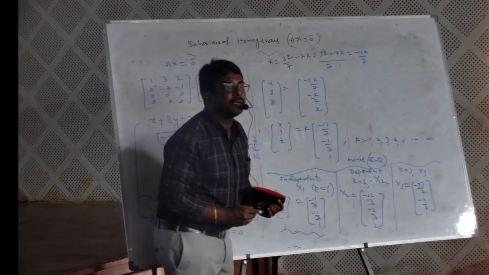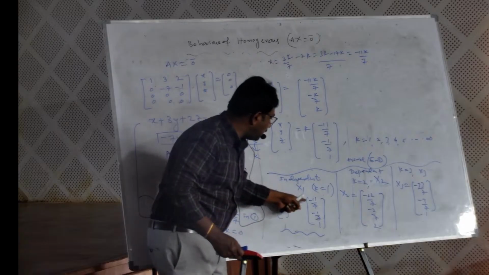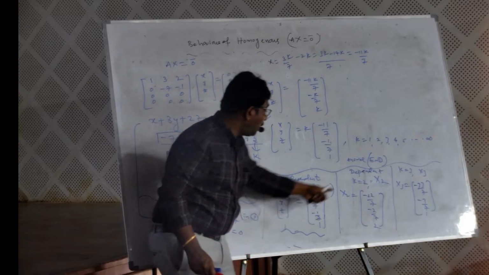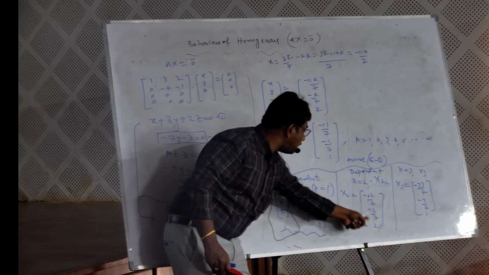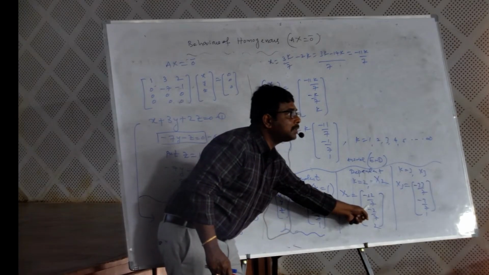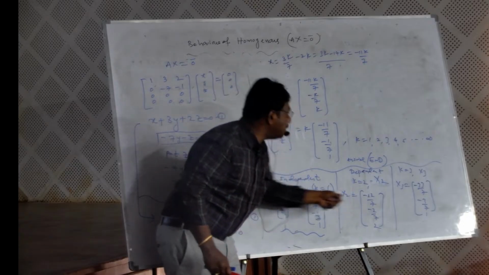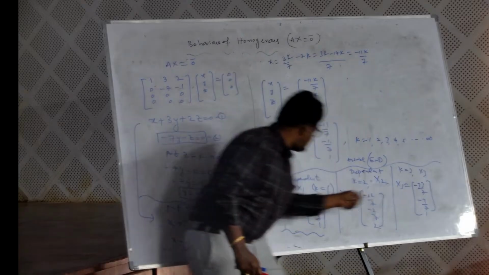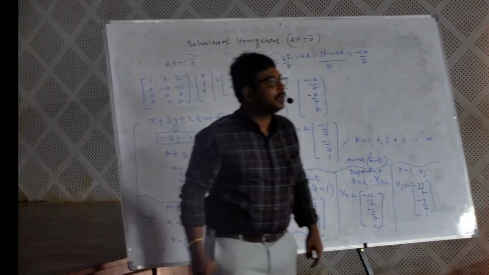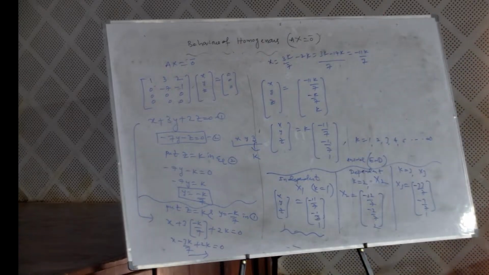Is there a relation? Look everyone. Minus 11 by 7, minus 1 by 7, 1. Minus 22 by 7, minus 2 by 7, 2. What is the relationship between these two? x2 is 2 times x1. x3 is 3 times x1. x4 is... all are depending on x1. x1 is independent, the remaining all are dependent.